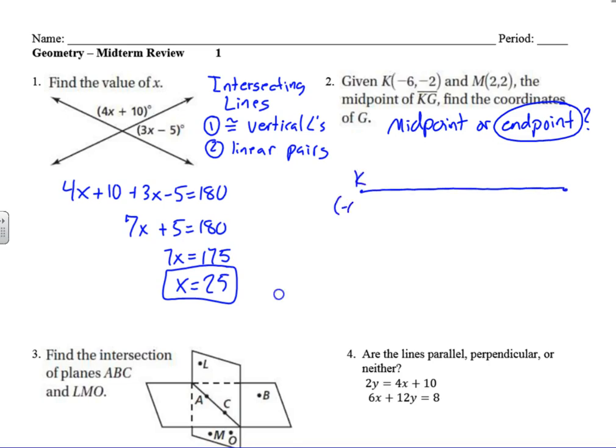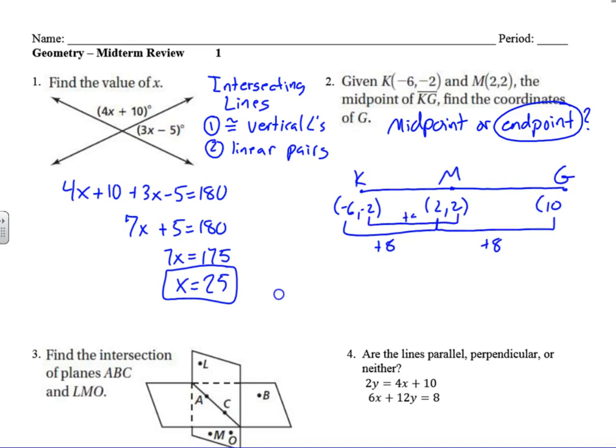The way that we've done that predominantly this year is, instead of using the midpoint formula, we've said, okay, K is (-6, -2). The midpoint is (2, 2), so let's figure out the change. To go from -6 to 2, we're going to add 8. So to get over here to G, we're going to add another 8, which would be 10. And to go from -2 to 2, that's adding 4. So we're going to add another 4, which would be 6. So (10, 6) would be the coordinates of point G.